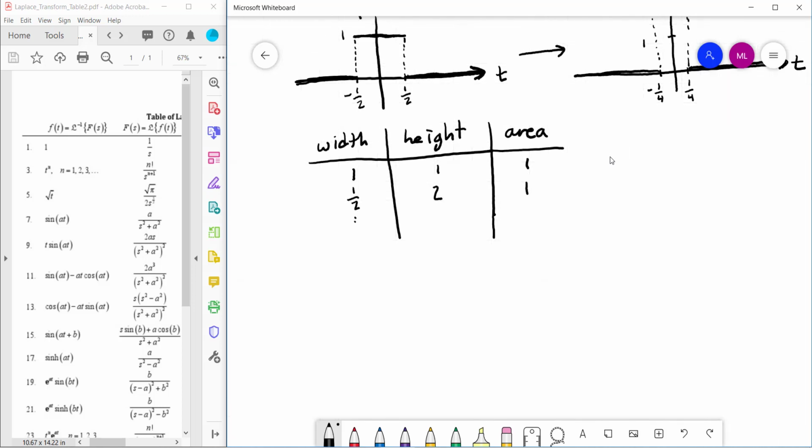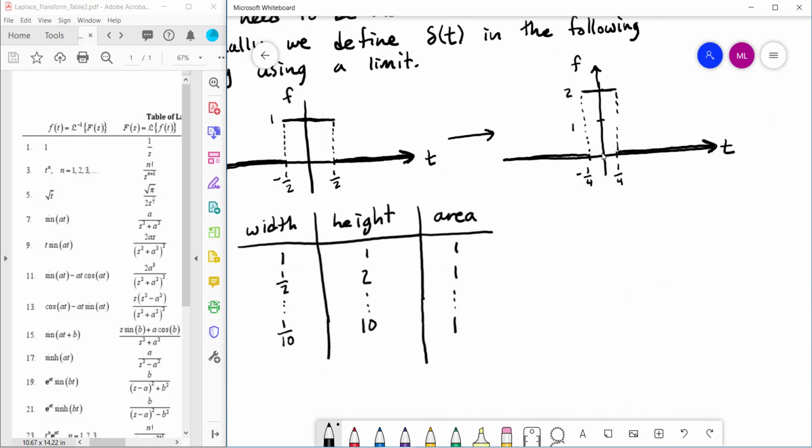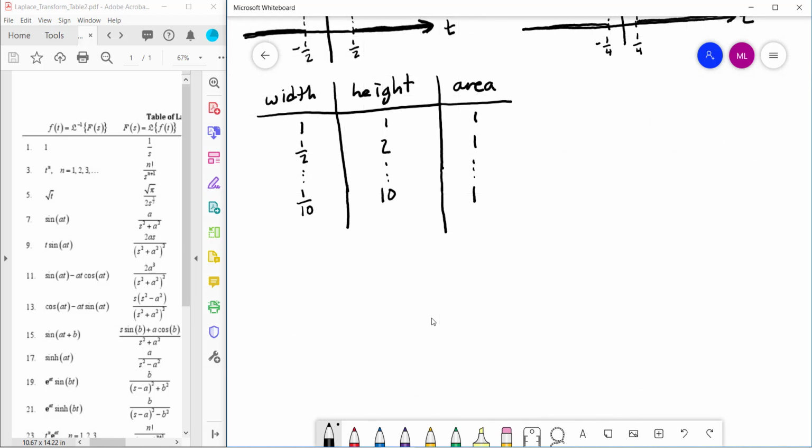And if I shrunk the width of this down to, I don't know, 1/10, I would need the height to be 10 so that the area is still 1. In this case, if I wanted the width to be 1/10, I would need to go out 1/20th to the right, 1/20th to the left, and then the height would have to be 10. We're just looking to preserve it so that when I multiply the width times the height, we always get 1.